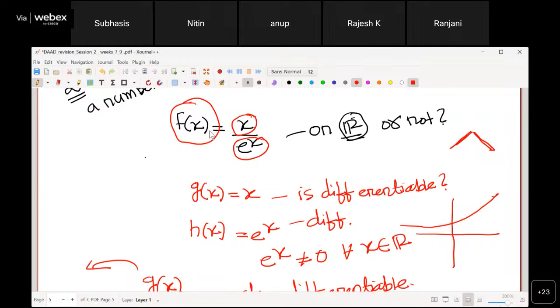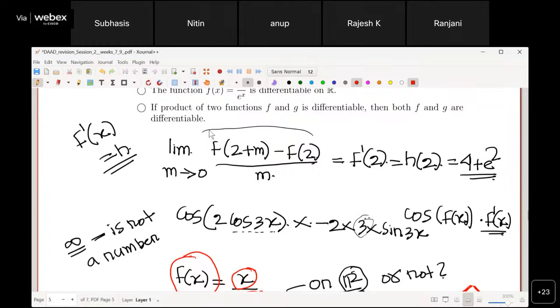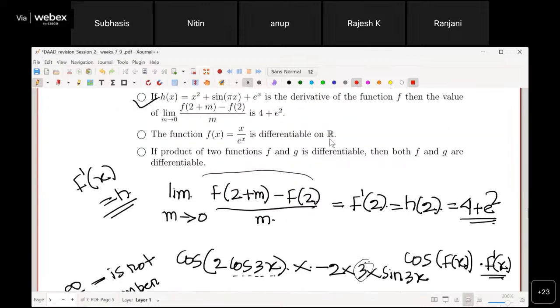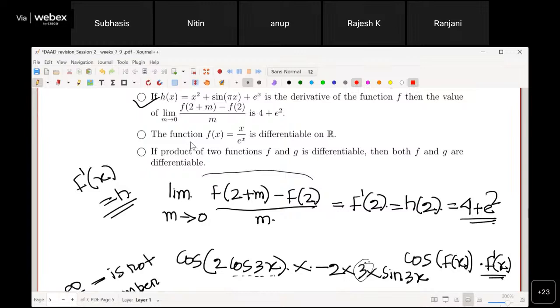So the question is actually asking the previous step. It's asking whether this function is differentiable or not. If someone asks you what is the derivative of this function, now you know that this function is differentiable. So if someone asks the next step, what will be the derivative of this function, in that case you can apply that u by v rule, and take the derivative. Okay. Got it.